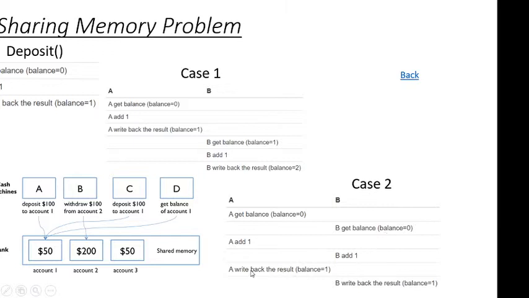Now A writes back and balance becomes 1. He writes back to the account. Balance is 1. After some time, B also writes back whatever he has added, and he has also added 0 plus 1. He also writes back 1. So even though A deposited 1 rupee, B also deposited 1 rupee, the final balance in account 1 is 1. So there is an unexpected result.